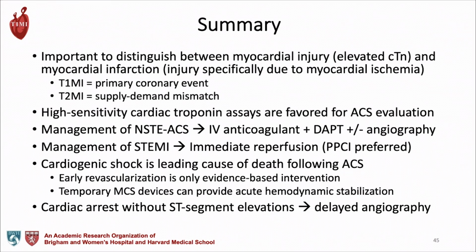High sensitivity cardiac troponin assays are now the favored assay for the evaluation of patients with suspected acute coronary syndromes. When it comes to management, we break down patients into non-ST elevation acute coronary syndromes and STEMI. For NSTACS, the management is IV anticoagulant, dual antiplatelet therapy, and in most cases, coronary angiography, although not in all cases. In patients with STEMI, the key is immediate reperfusion, and primary PCI is the preferred approach, with adjunctive pharmacotherapies as well. Cardiogenic shock is the leading cause of death following acute coronary syndromes, and early revascularization is really the only evidence-based intervention we have to improve outcomes in that condition.